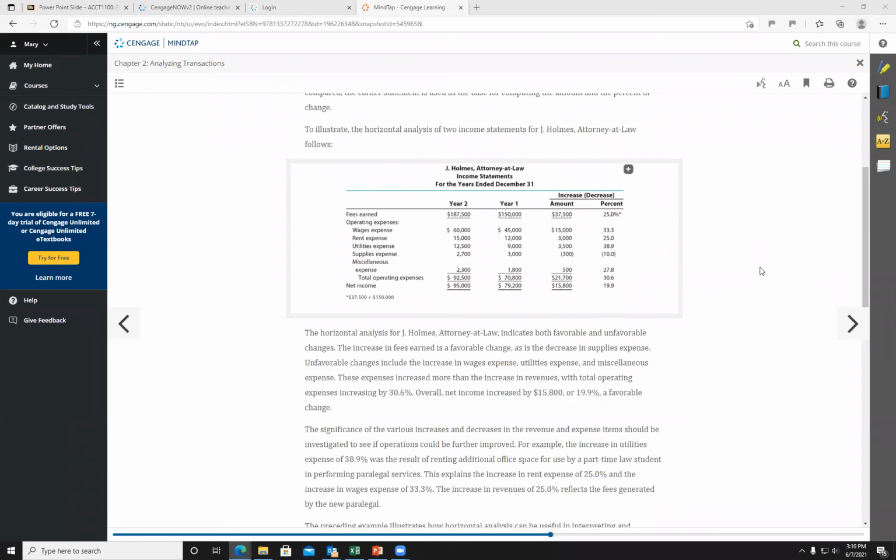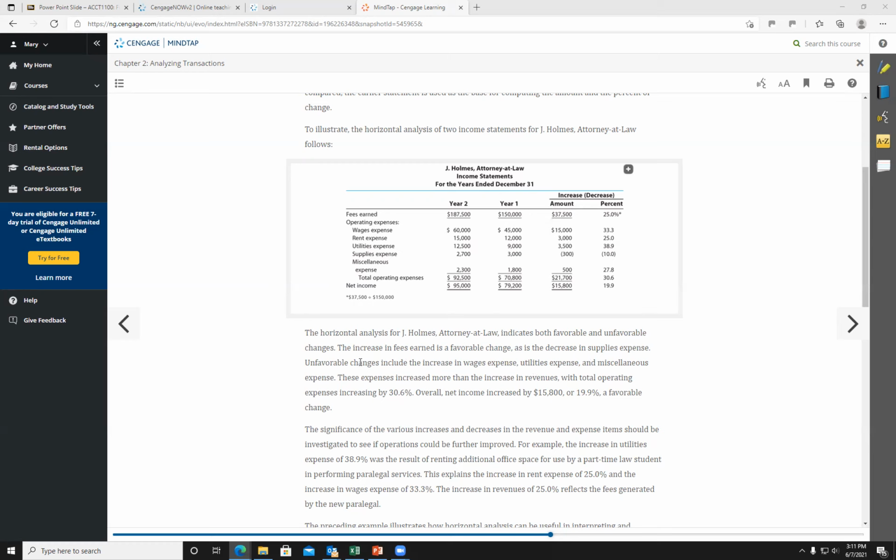All right, so here we've switched back to the textbook. And this is just an example of an income statement for Jay Holmes, attorney at law. And if you see here, he has year one and year two. The first thing he's doing in this horizontal analysis is he's looking at the change. Did it increase or decrease? And by what percent? So we look here, his revenue increased by about 25%. His wages also increased, and his wages increased more than 25%. So his wages have increased about 33%. So this is something you can look at: in relation to my revenue increased, have my expenses also increased?